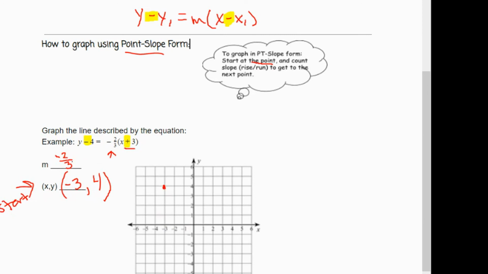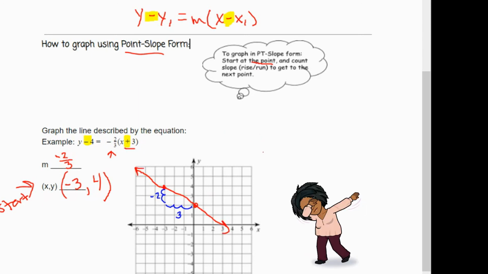And I'm going to count my slope. Well, my slope is negative 2/3. So it means I'm going to go down 2 and 1, 2, 3. Now I can connect the dots, and I have my line. That's about the best that I can do with a free hand. Okay, that is it.